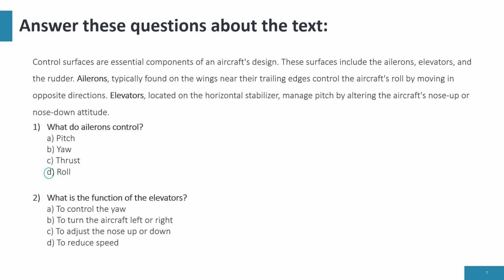And the second question: what's the function of the elevators? Now, we look at the sentence starting with elevators and find the answer. Manage pitch by altering the aircraft's nose-up or nose-down attitude. So the answer is to adjust the nose up or down.